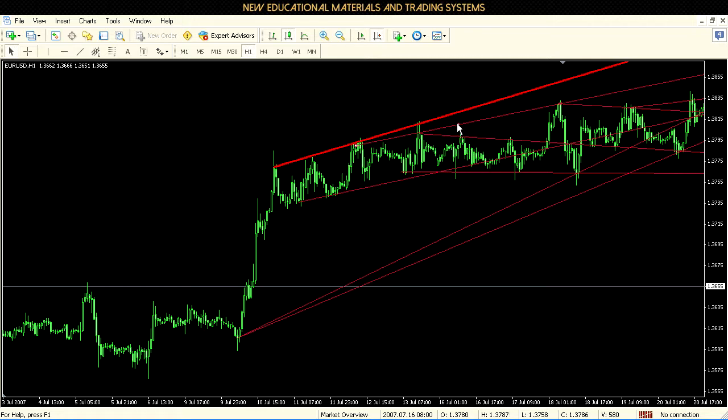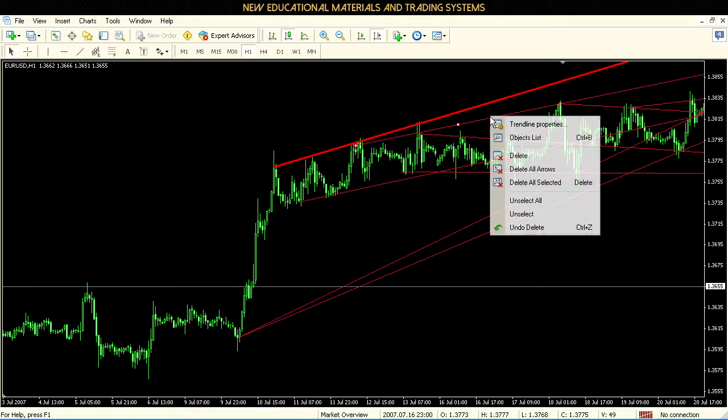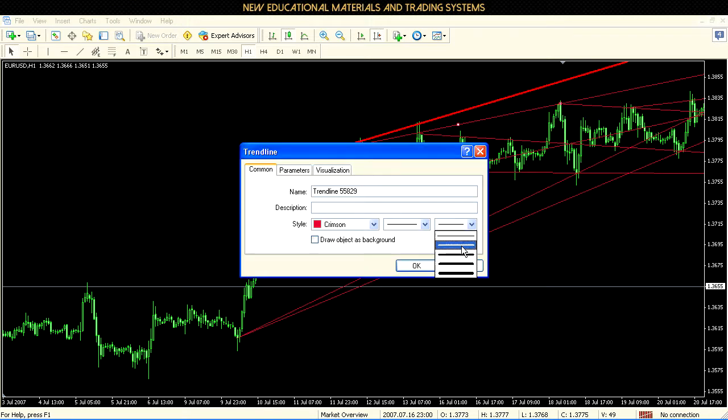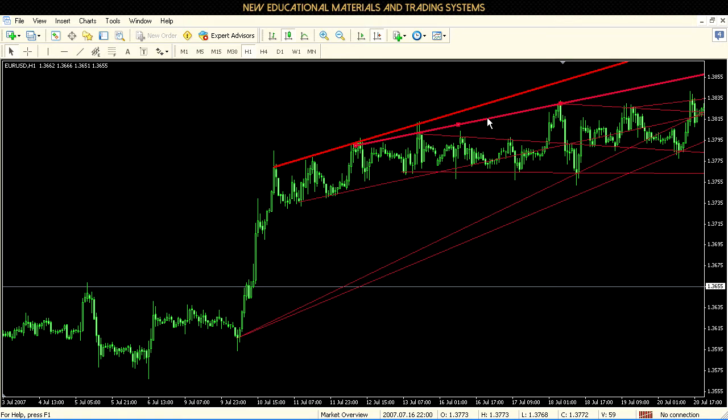Another ascending line. One rebound, another, the third. A good strong line. We'll make it thick as well. We'll also use it for trade.